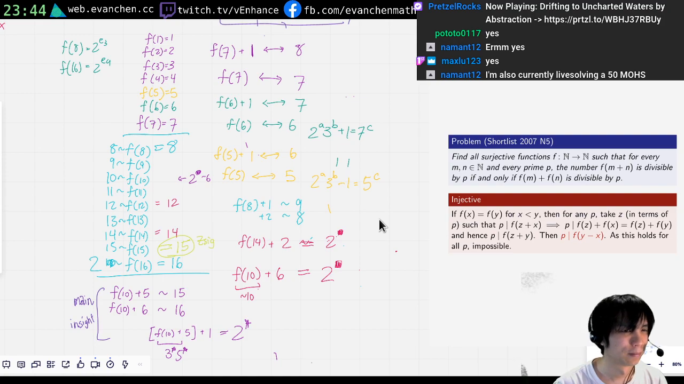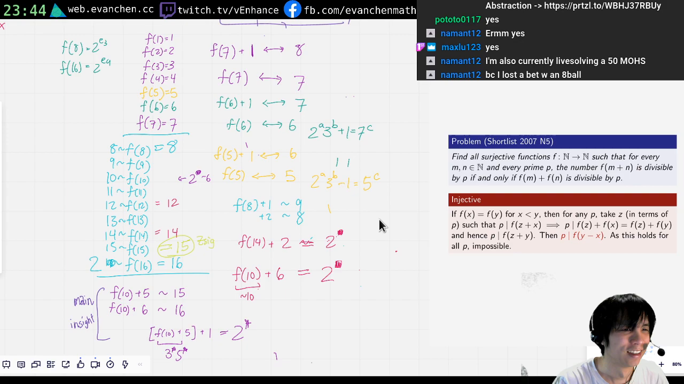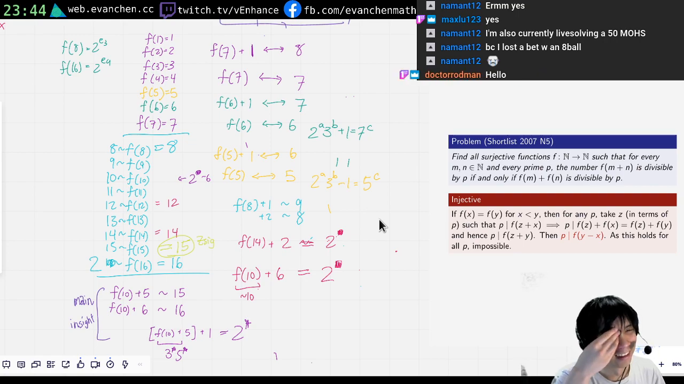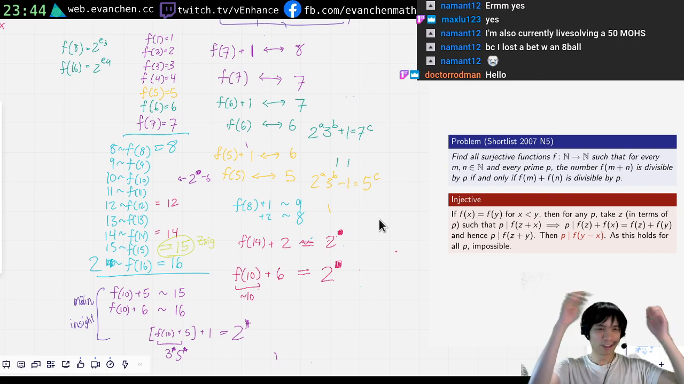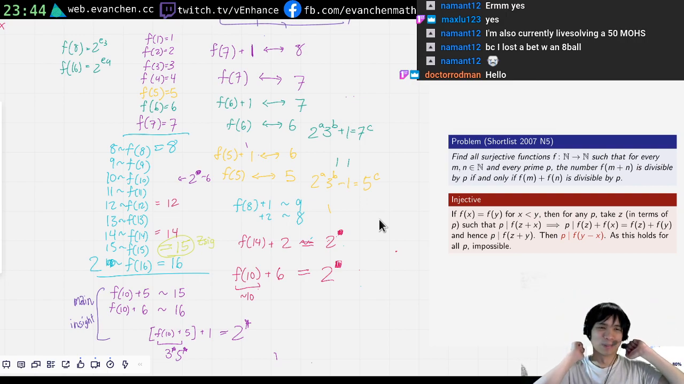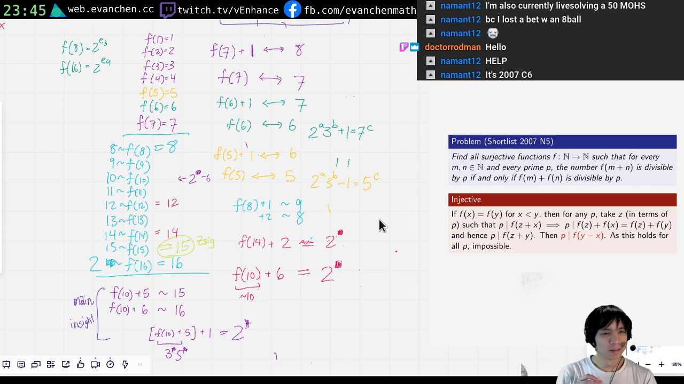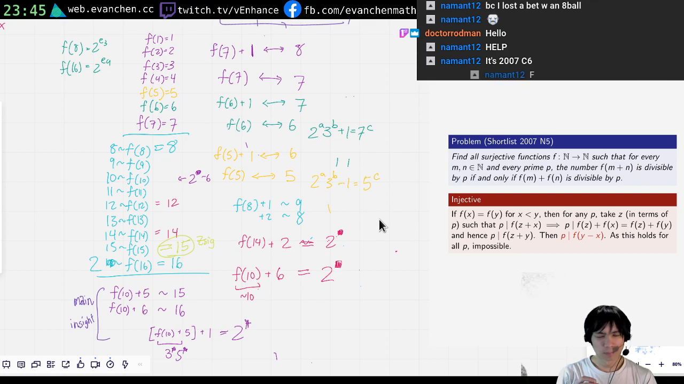Live solving of 50 moves. You lost a bet with an 8 ball. Oh no. Well, good luck. That narrows it down to only a couple problems you could be doing. If it's 2007-3, it might be doable. I've been told that it's not actually as hard as I think it is. I can't judge it because I got spoiled. It's 2007 C6. So 2007-3, yes. IMO 3.